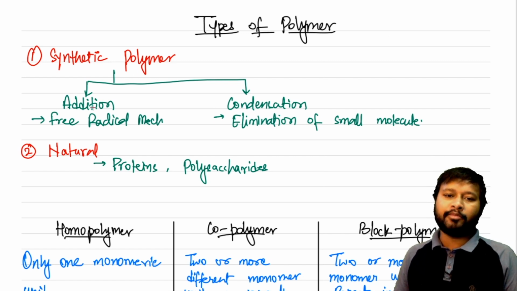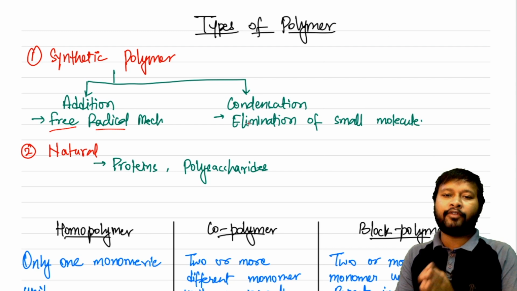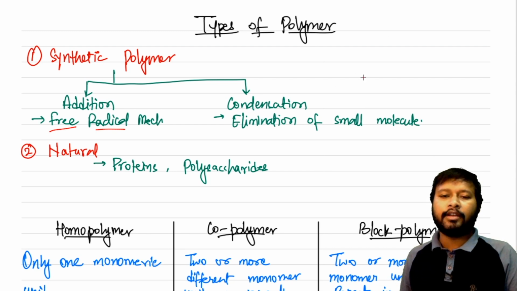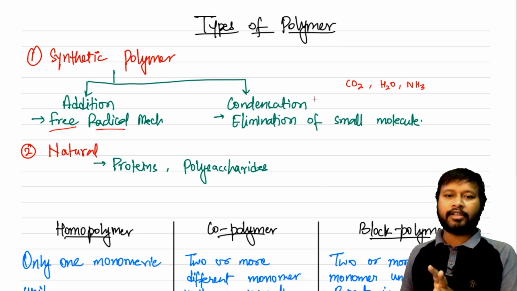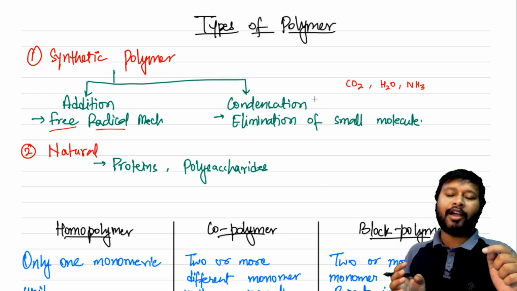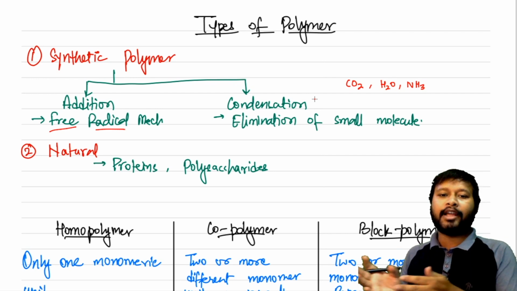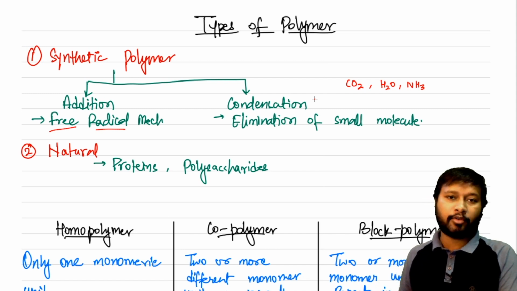Synthetic polymers are of two types: addition polymer and condensation polymer. Addition polymers generally follow a free radical mechanism, whereas condensation polymers are those formed by removal of some small molecules, generally molecules of carbon dioxide, water or ammonia. These are eliminated during the formation of these condensation polymers. Let's say two monomeric units, when they combine, will remove a water molecule or a carbon dioxide molecule. That type of polymerization is called condensation polymerization.